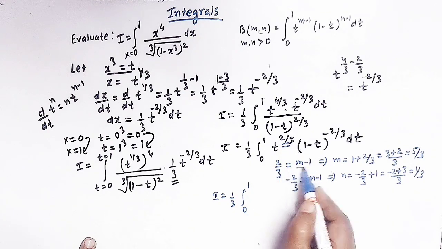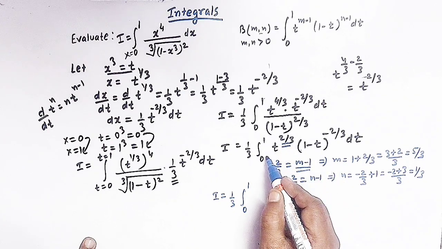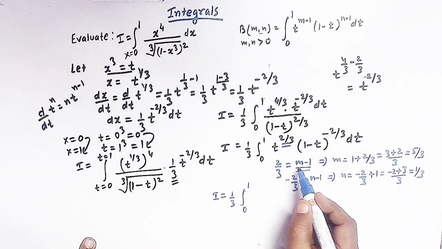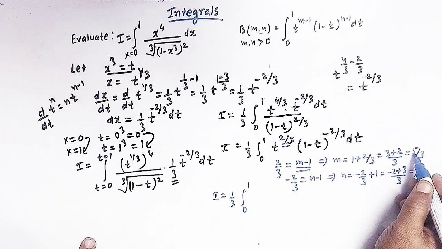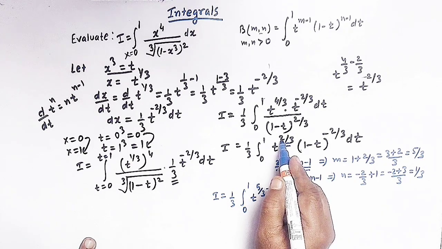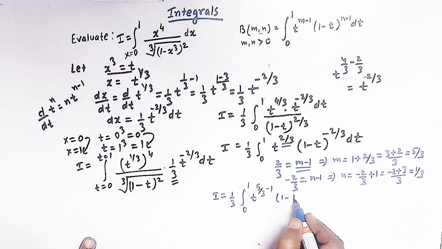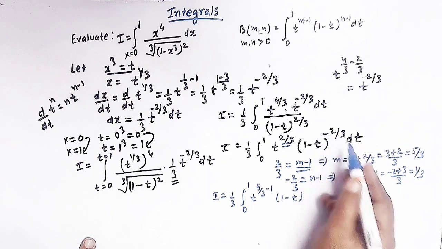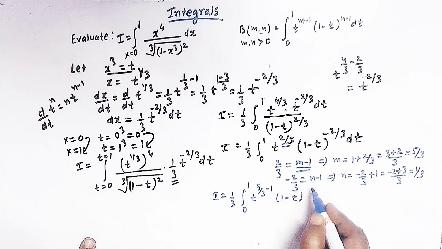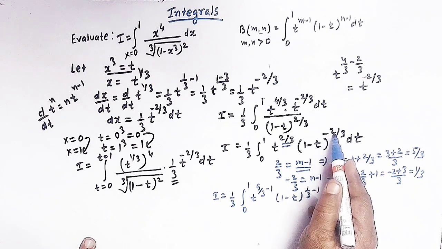3 can be written as m minus 1, right? Because we want to convert this integral into this form. So 2 over 3 is equal to m minus 1 and m is 5 over 3. So we can now write t raised to 5 over 3 minus 1, because 5 over 3 minus 1 is again 2 over 3. And then we have 1 minus t raised to minus 2 over 3, and n is 1 over 3, so minus 2 over 3 is 1 over 3 minus 1, and here we have dt, and 1 over 3 minus 1 is minus 2 over 3.